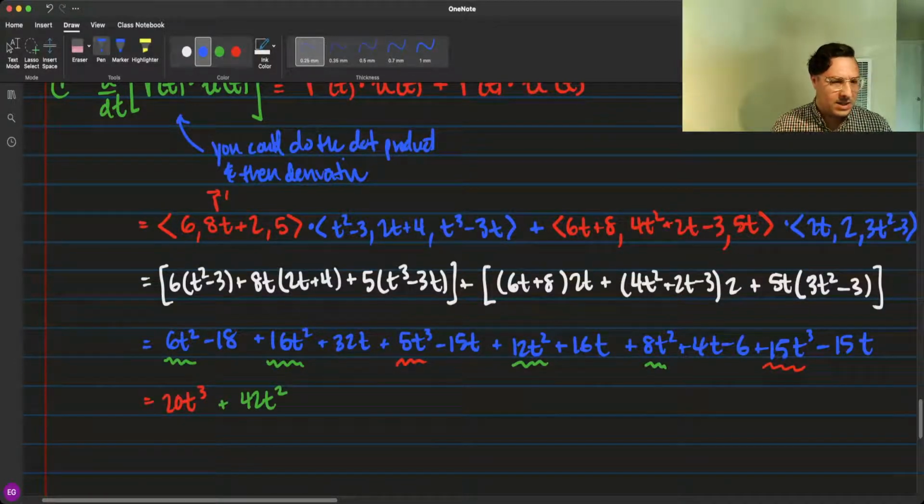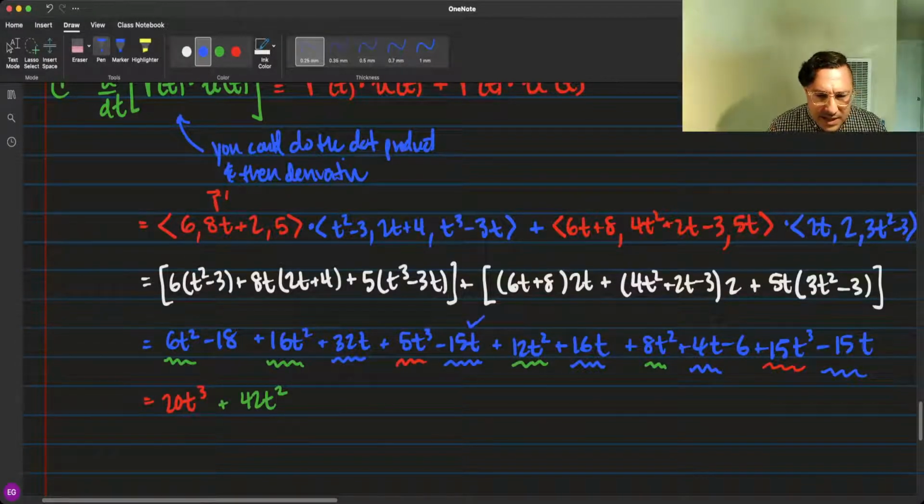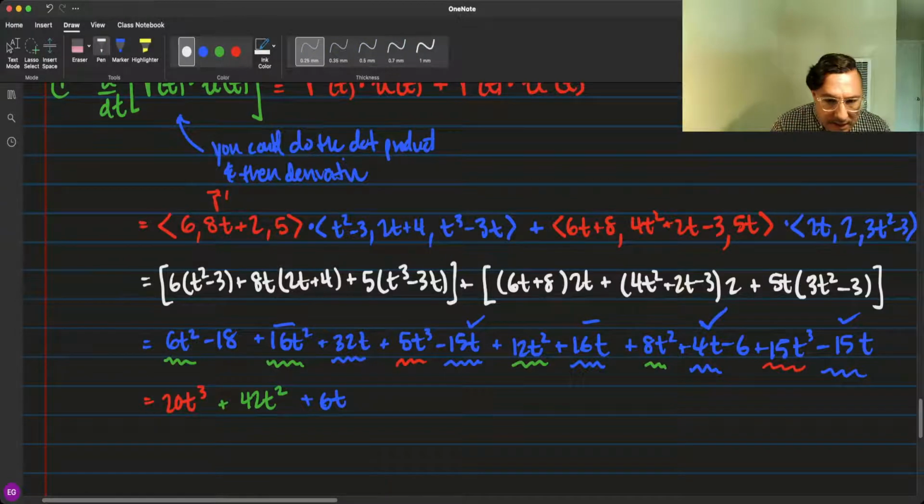Now we have to look at all the t's. 32t minus 15t plus 16t plus 4t minus 15t. If you look at the two minus 15t's, that's a minus 30. And if you look at the two 16s, that's positive 32. So that's going to leave you with a positive 2, and then you have a plus 4 right here. So that's going to be a plus 6t. And then finally we're left with the constants, minus 18 and minus 6, which would be minus 24.